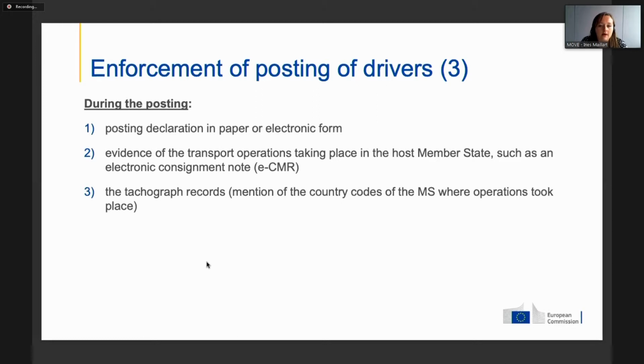Here we are during the posting. So what happens during the posting? First, there is the obligation for the employer to make at the disposal of the driver the following documents that you can see on your slide. So the posting declaration in paper or electronic form. So both should be accepted when a check is carried out. Then the driver should be able to show the consignment notes. And finally, the tachograph records. Next slide, please.